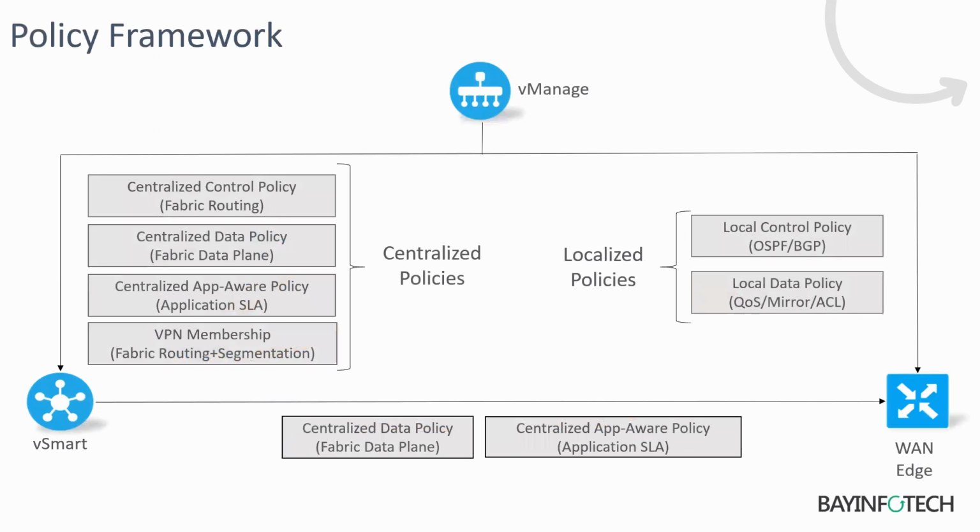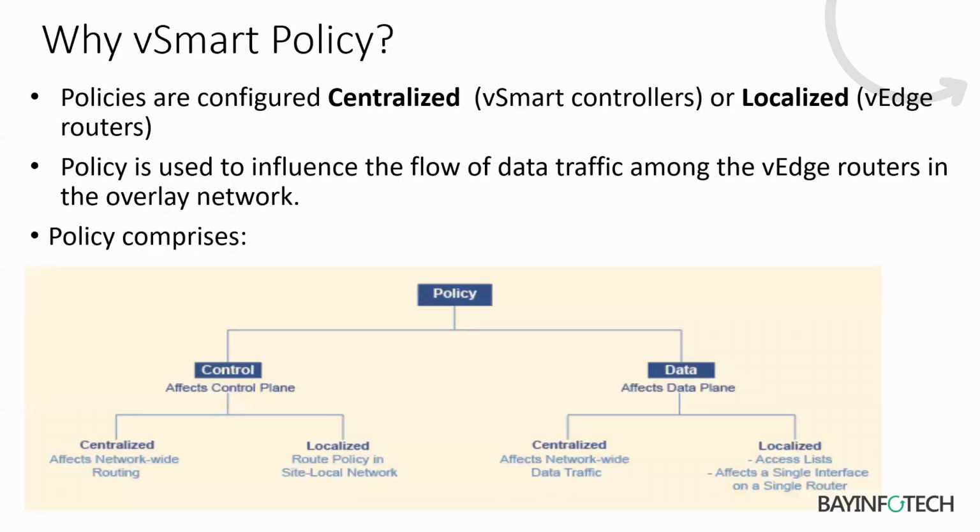Now, let's have a look at the policy framework. The policy framework falls into two categories, centralized policies and local policies. Centralized policies are configured on the vSmart controllers. Localized policies are constructed on the vEdge routers. Policies are used to influence the flow of data traffic among the vEdge routers in the overlay network. So the policy comprises control policy and data policy. The control policy takes effect on the control plane and the data policy on the data plane. Under these, you have centralized and localized, which we've spoken about. Centralized affects the network-wide routing. Localized is a route policy which takes effect in the local network, right?